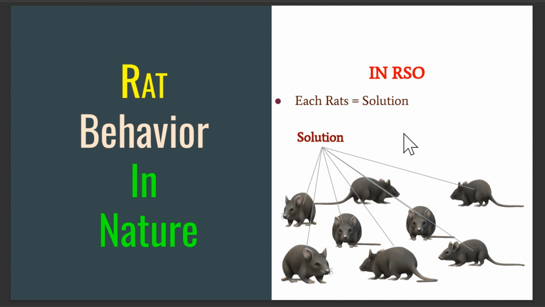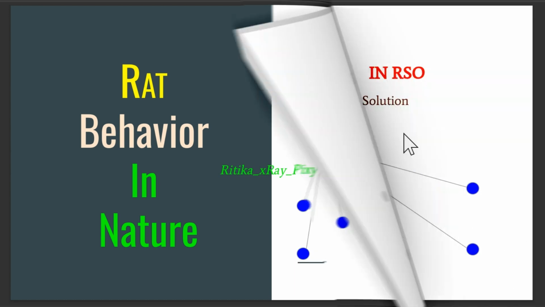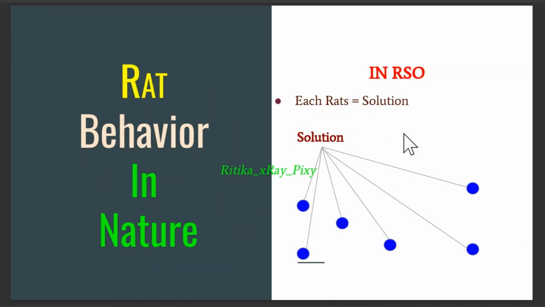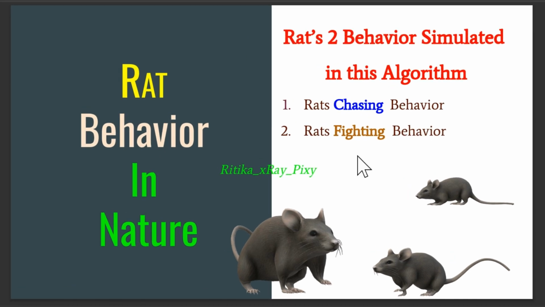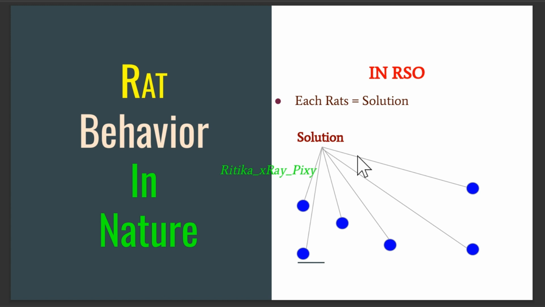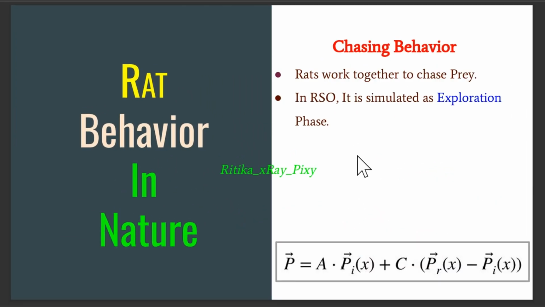This is a swarm intelligence technique that is inspired by two key behaviors of rats in nature. First, chasing, second, fighting for prey. These two behaviors are modeled in this algorithm. First we have chasing for the prey, the chasing behavior. You can see this is the mathematical equation used to model this behavior.